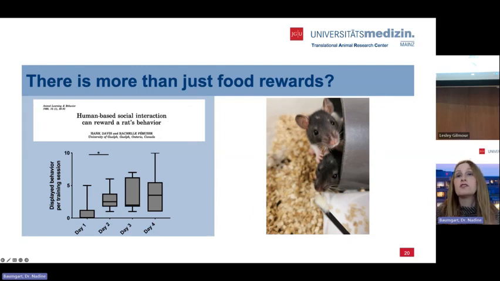But there is more than just a food reward. Also, interaction with the human can be rewarding. For the rats, we did experiments with clicker training where we clicked, and with this click, the right behavior is marked. And afterwards, the animals get some tickling. You're probably aware that tickling is this play behavior, which you mimic with the rats, and which they really like and love. And we see that this works, and we can reinforce specific behaviors with tickling as a reward for these animals.